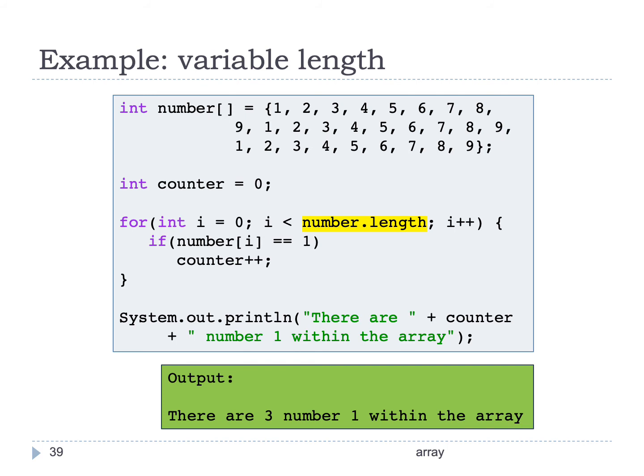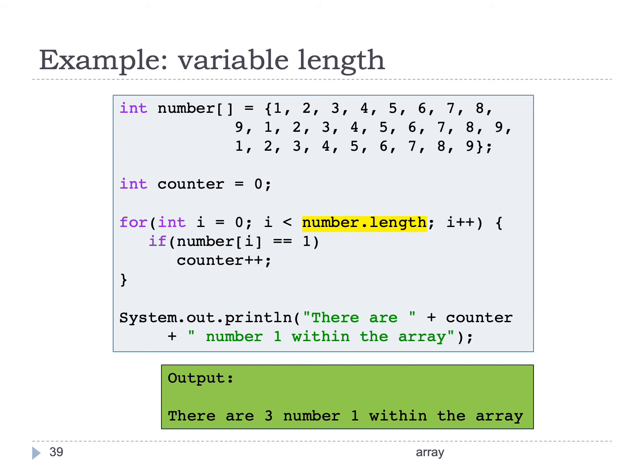For example, here is the code to count how many number 1 we have in this array. What happens here is, it will go through all the components from index 0 until the last index and increment by 1 each time. If number at index i is equal to 1, it checks the value of number at index 0, is it equal to 1?